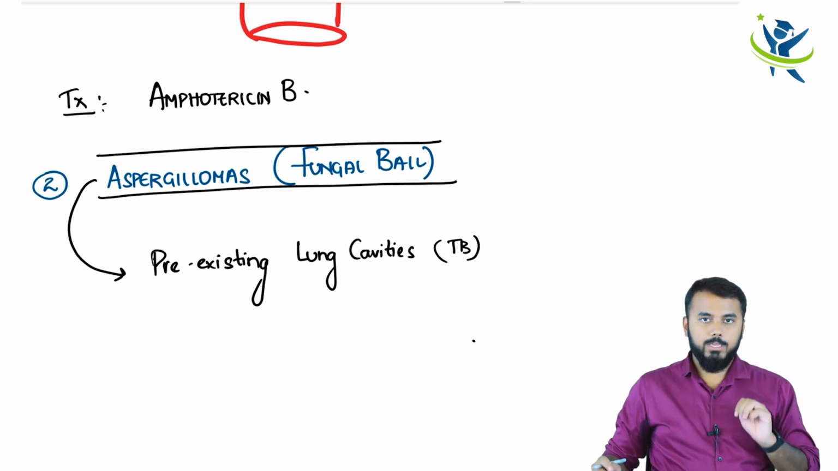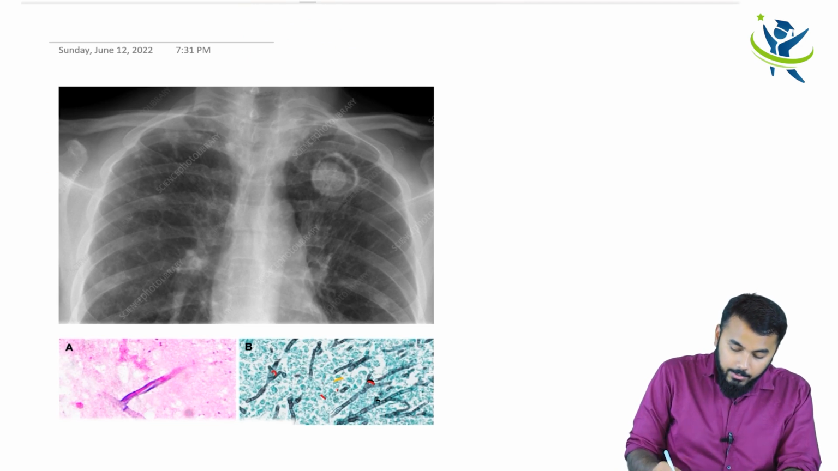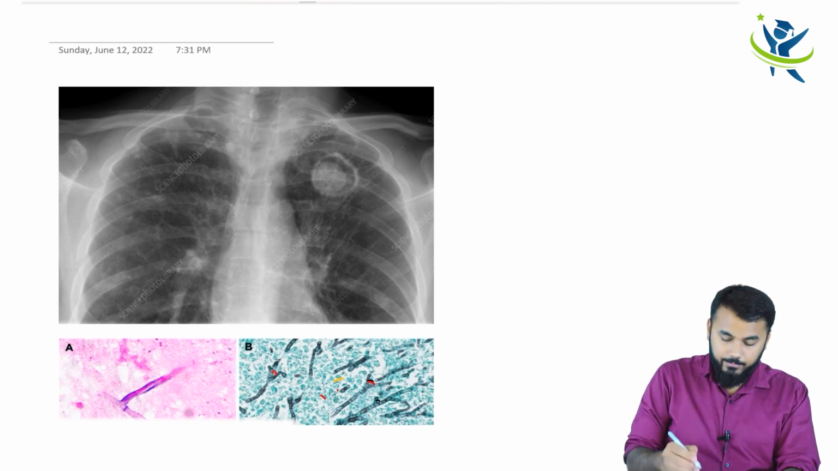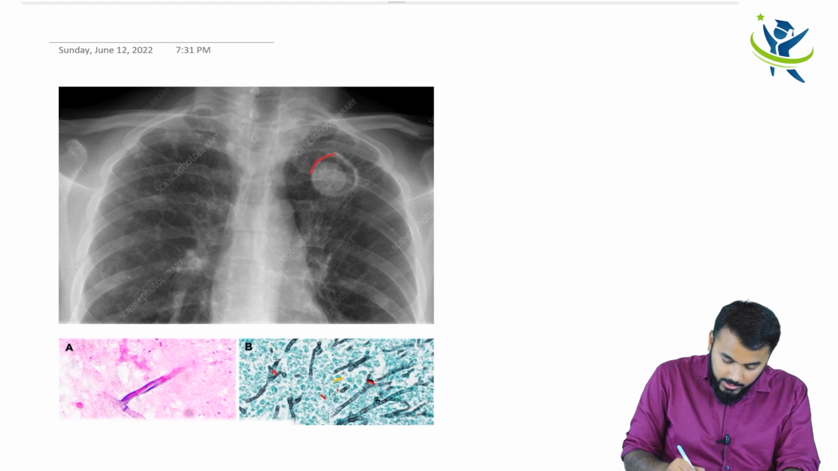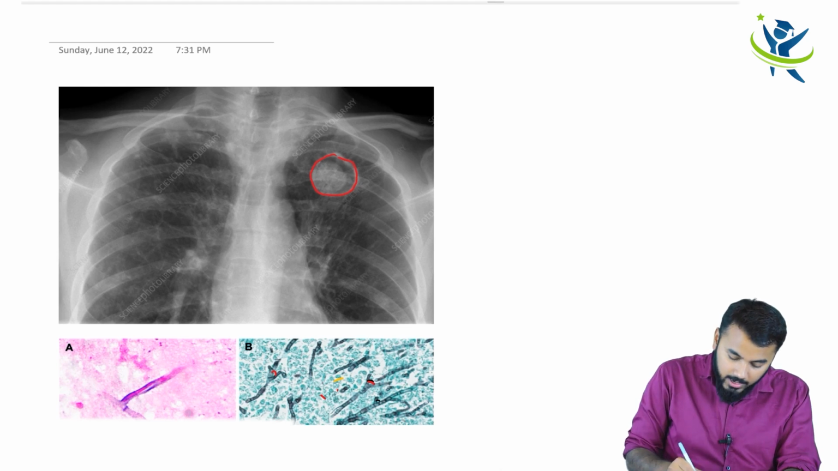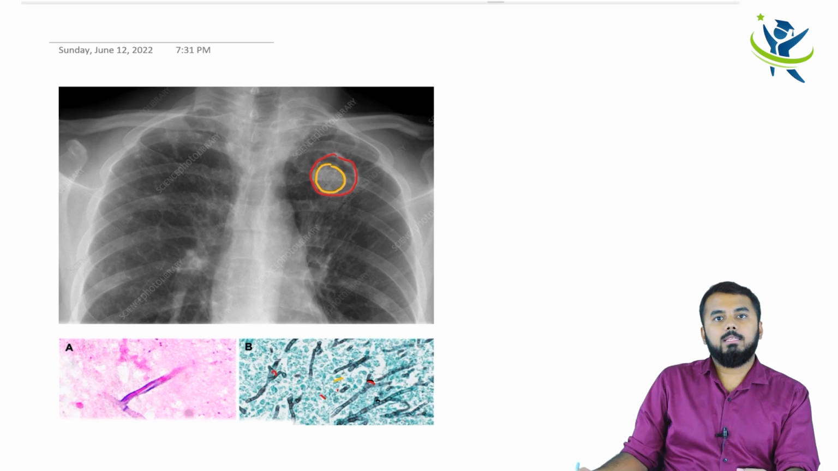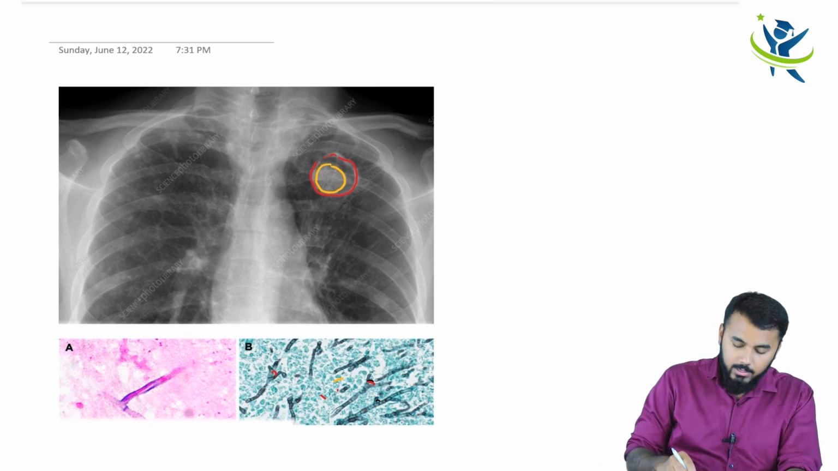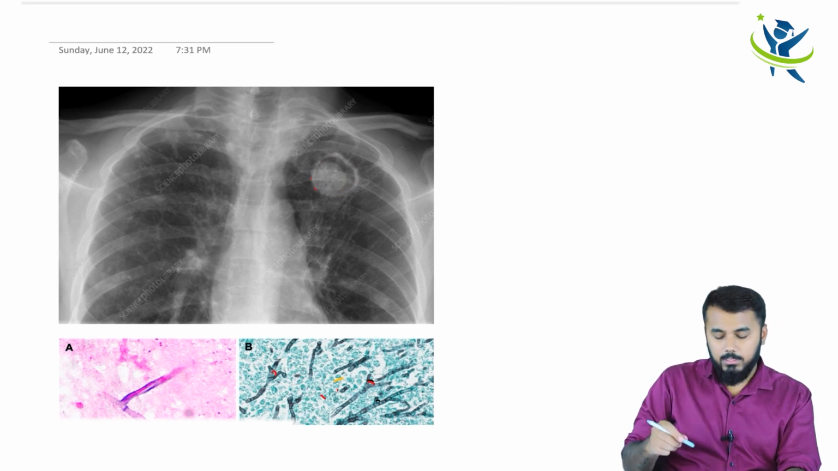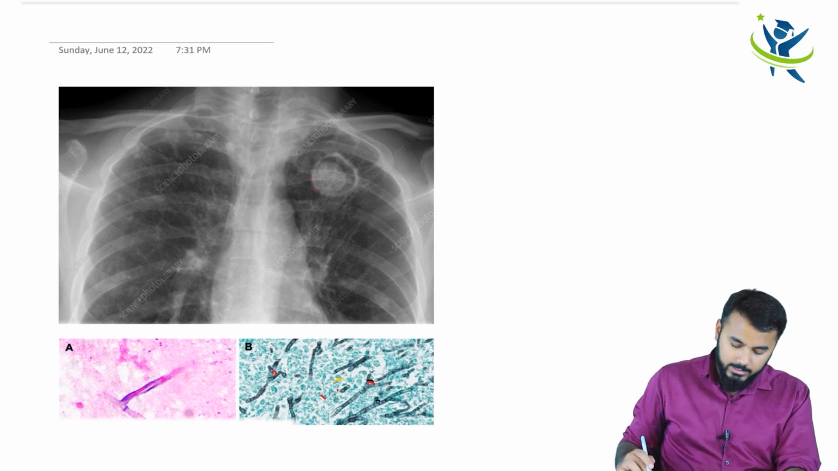Let me show you an X-ray of that. As you can see in this X-ray, the patient is already having a lung cavity. Within this lung cavity, you can see a fungal ball that has developed, and this is nothing but called aspergilloma. Within this pre-existing lung cavity because of TB, the patient has a fungal ball, that is aspergilloma.